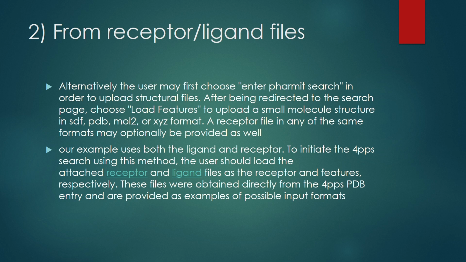To initiate the searching using this method, the user should load the attached receptor and ligand files as the receptor and features respectively. These files were obtained directly from the PDB entry and are provided as an example of possible input formats. The user can now start the process of searching. We can enter a PDB accession code, and we can also upload the receptor and ligand file for the searching process. We are using a receptor and ligand file to upload and then start our searching.